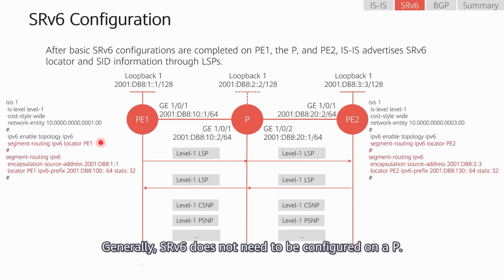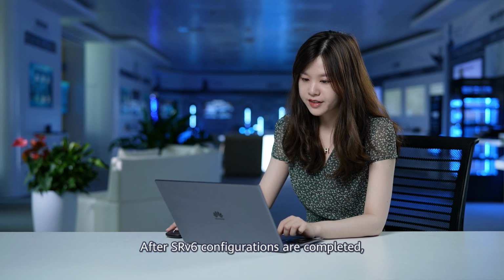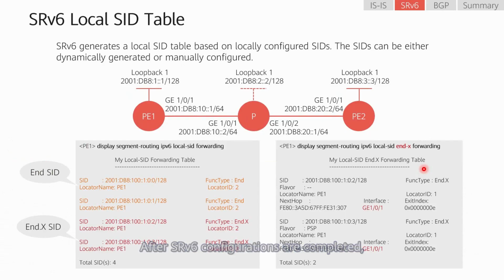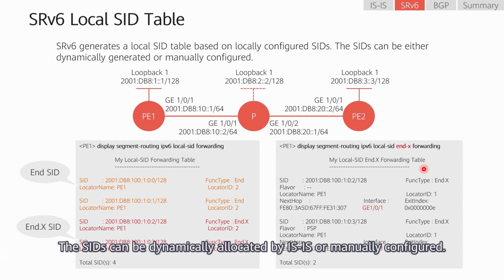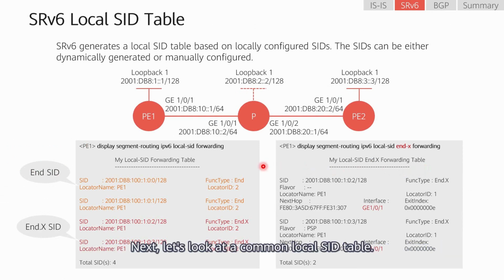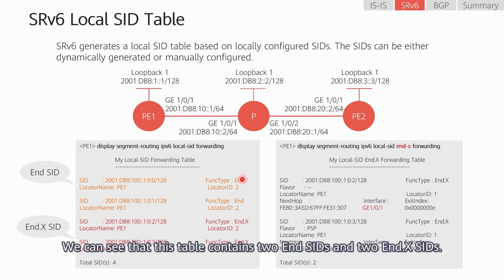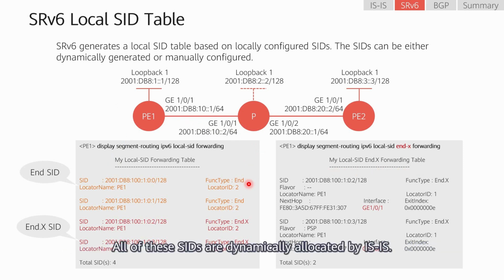Generally, SRv6 does not need to be configured on a P. After SRv6 configurations are completed, a local SID table is generated based on locally configured SIDs. The SIDs can be dynamically allocated by IS-IS or manually configured. Next, let's look at a common local SID table. We can see that this table contains two End SIDs and two End.X SIDs. All of these SIDs are dynamically allocated by IS-IS.